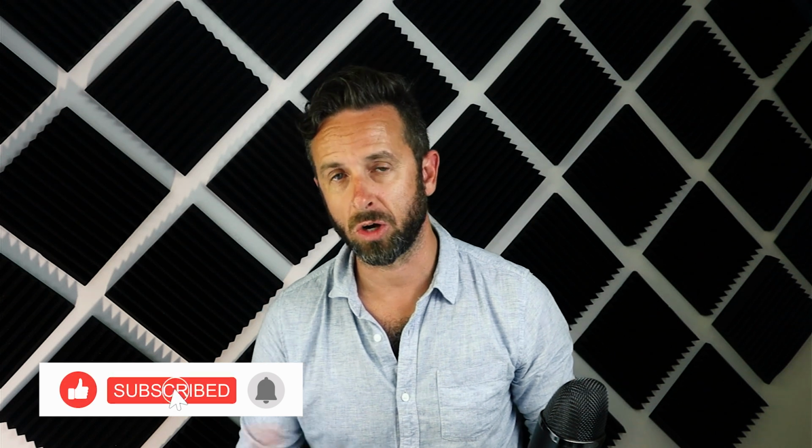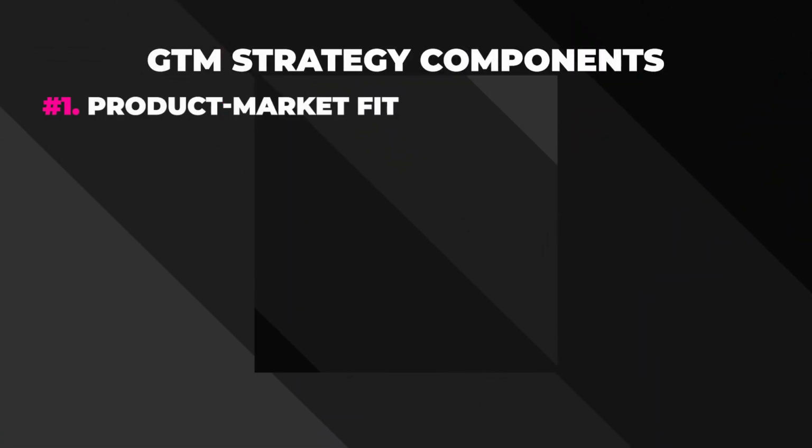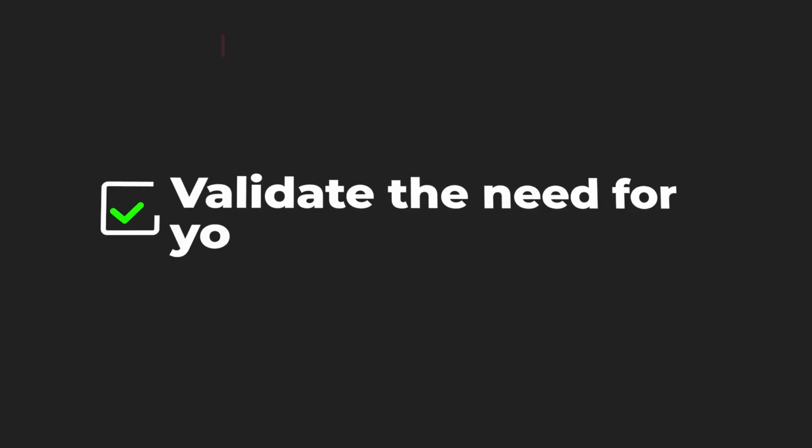And when it comes to your go-to-market strategy, there are many different components that you can choose from. So let's have a look at those components. Number 1, product market fit. Now, here you want to validate the need of your product or service or brand by identifying the specific problems that your product or service solve for your target audience.